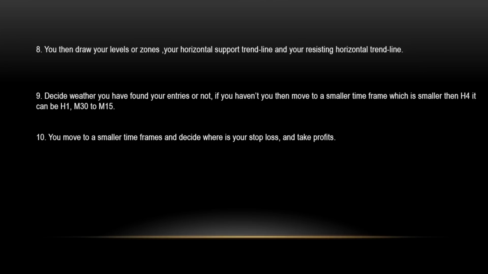Number 10, you then move to a smaller time frame to decide where is your stop loss and your take profit.